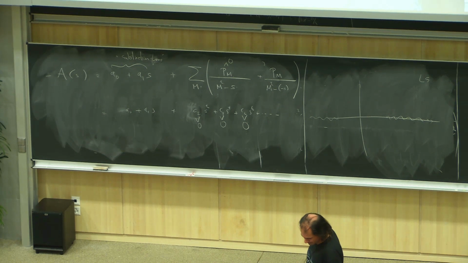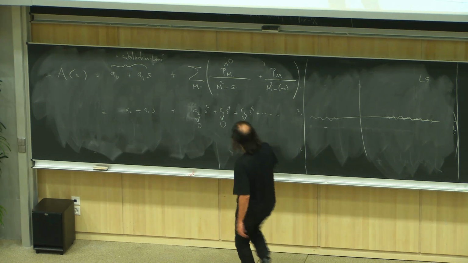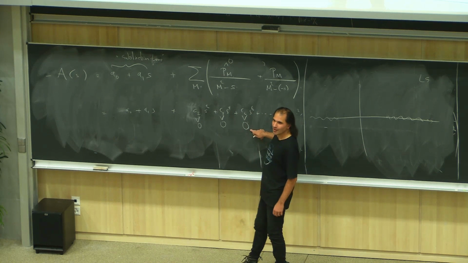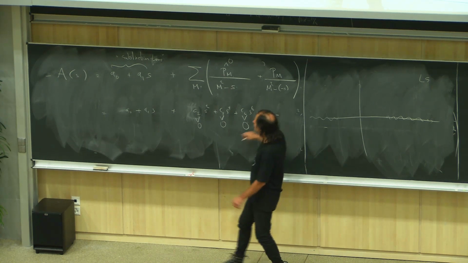Excuse me. Yes. Why are those coefficients of s to the power 4 next to 0? No, they're all positive. Then how is it bounded by a square? Oh, that's just what it is at low energies.